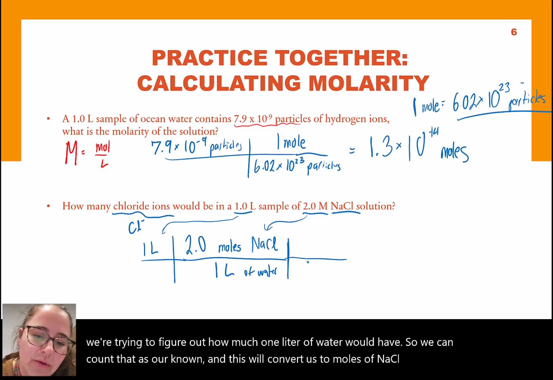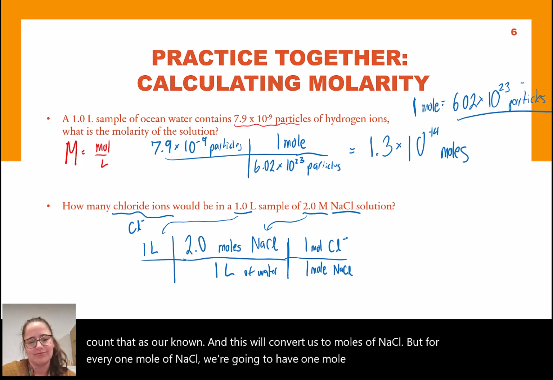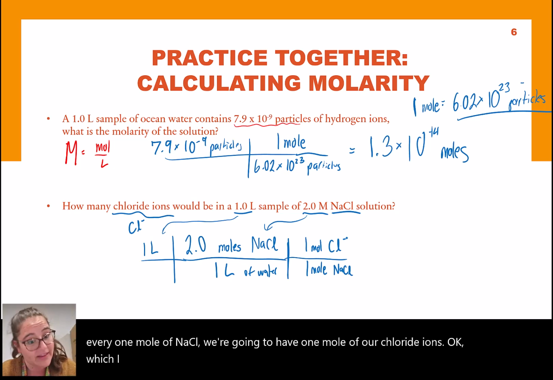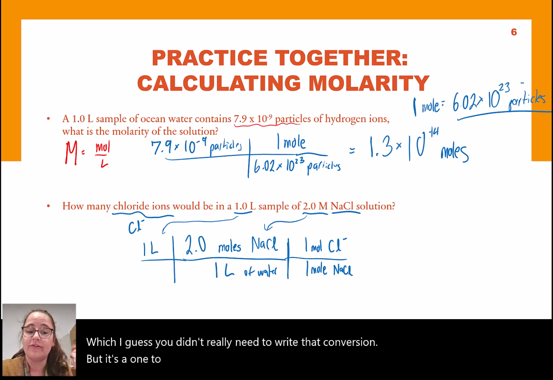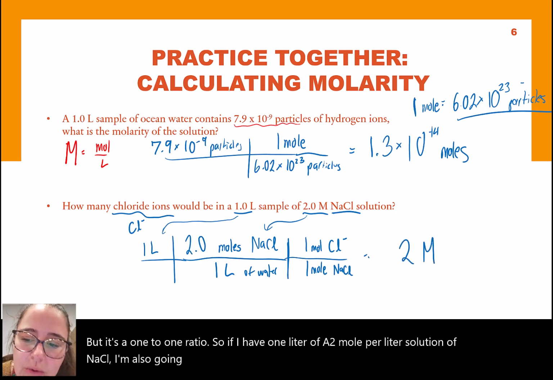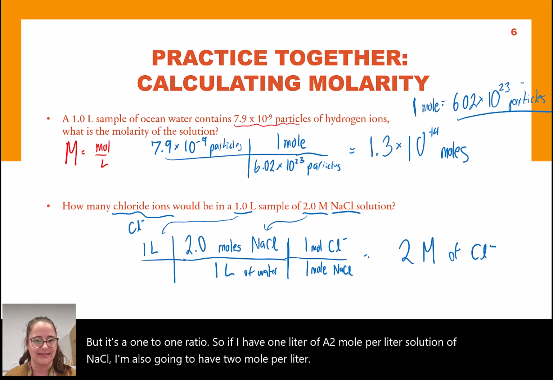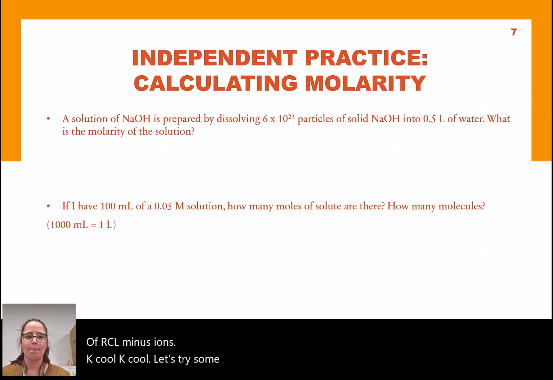But for every 1 mole of NaCl, we're going to have 1 mole of our chloride ions, which I guess you didn't really need to write that conversion, but it's a 1-to-1 ratio. So if I have 1 liter of a 2 mole per liter solution of NaCl, I'm also going to have 2 mole per liter of our Cl minus ions. Okay, cool? Okay, cool. Let's try some more.